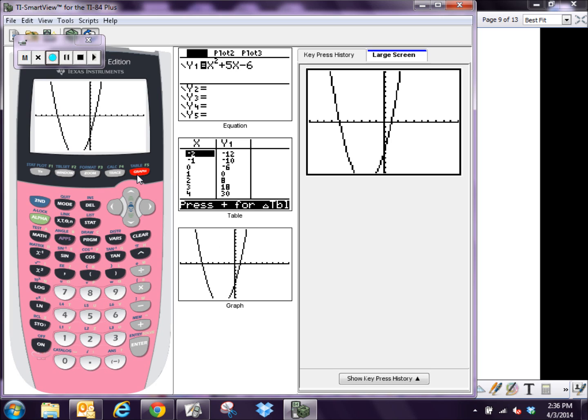Okay, now I wanted to do this one because this is an instance where it does cross the x-axis twice, which means we're going to have to calculate two different zeros. And we can't do it at the same time. We're going to have to do it at two separate times. Okay, so what I'm going to do is I need to calculate the zero. So I'm going to go second calc.